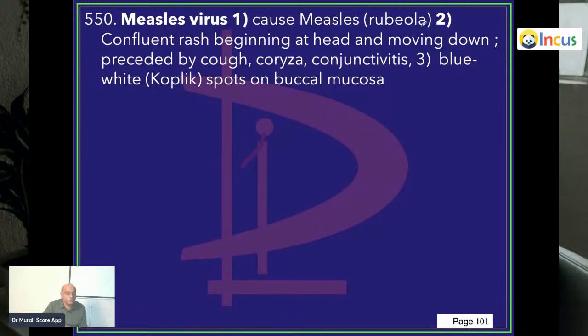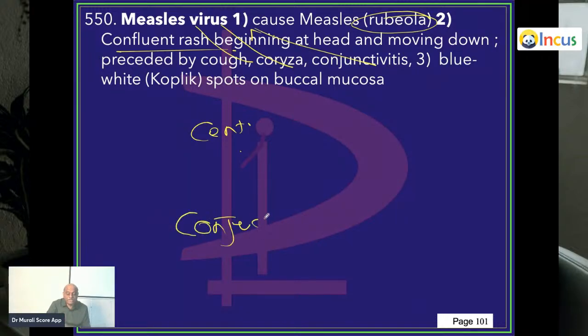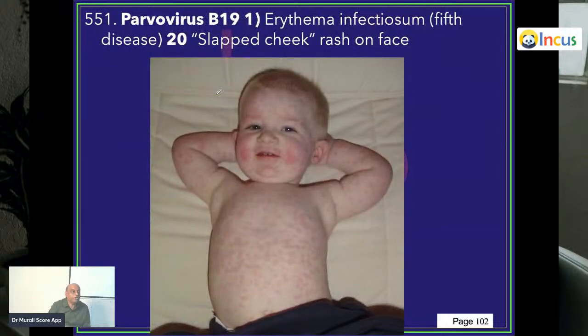Measles. Measles is rubeola, confluent rash, beginning on the head and moving down, centrifugal. Before the measles, you get cough, coryza, and conjunctivitis. Always a very important rule, doctor. Conjunctivitis is a very common associated finding in measles, along with the skin rash. All skin rashes don't lead to cough, coryza, and conjunctivitis as a companion. Then Koplik spots on the buccal mucosa.